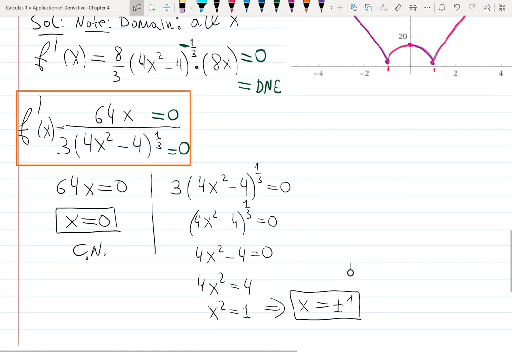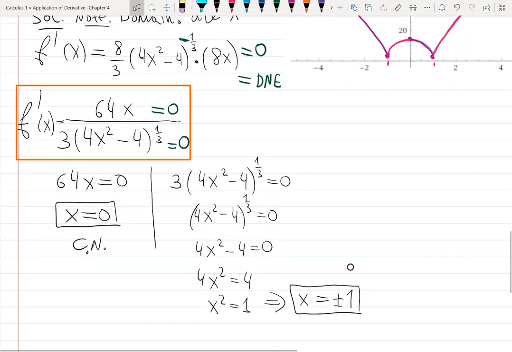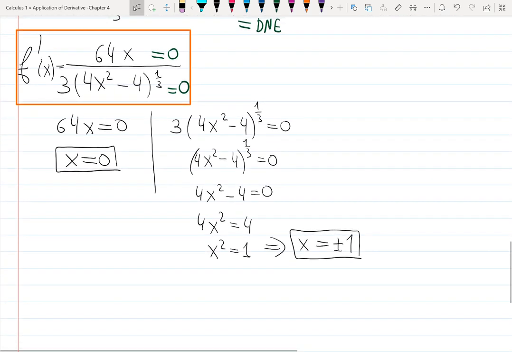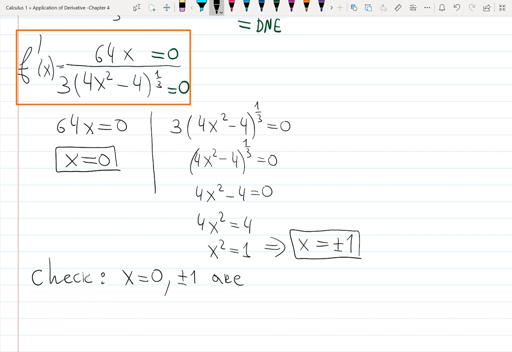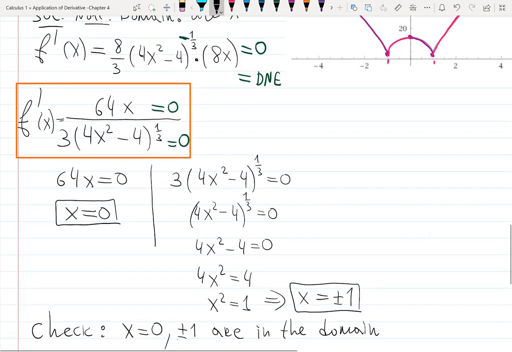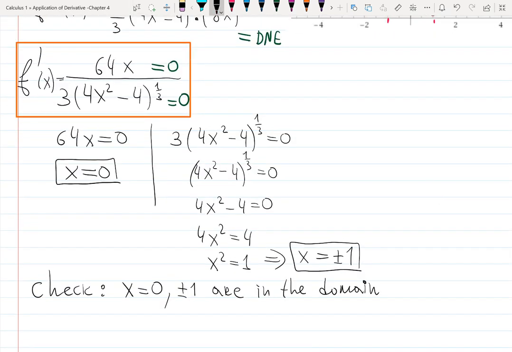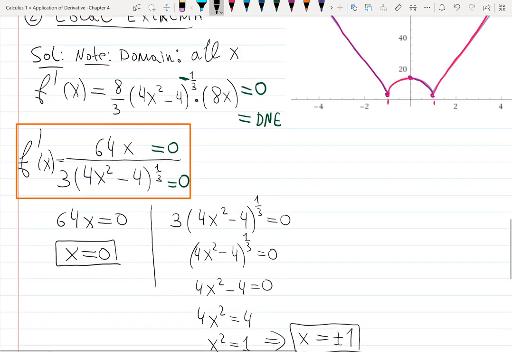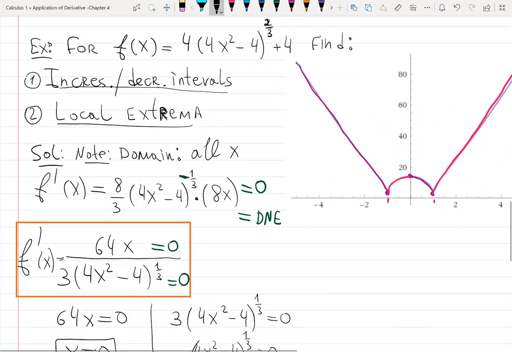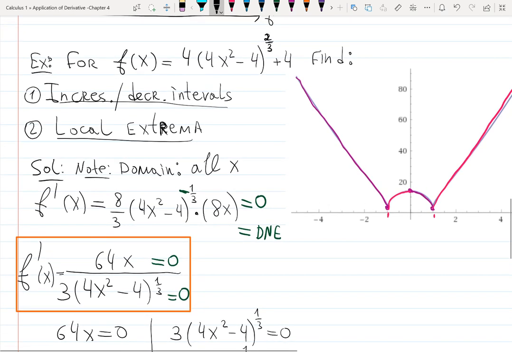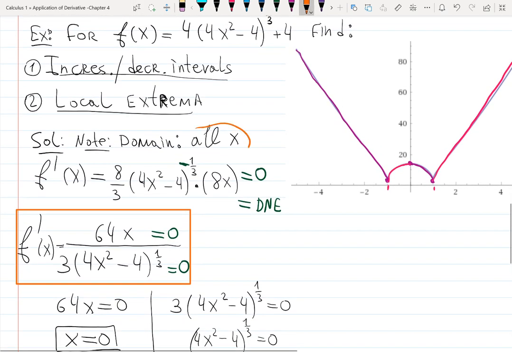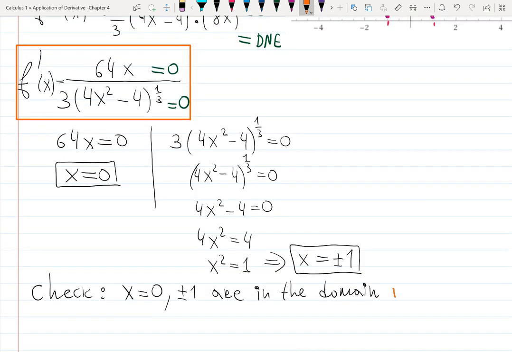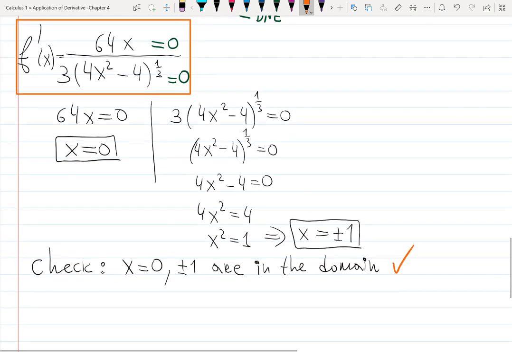We first need to check, before calling these points critical numbers, all of these points actually, the left one and the right one. Check, are these points 0, plus and minus 1, in the domain? Because it is possible that you're looking at some points which are vertical asymptotes, and those will not be maximums and minimums and so on. We don't call them critical numbers anymore. The domain is all x. That's why I pointed it out at the beginning. So I will say yes, they are in the domain, check mark.